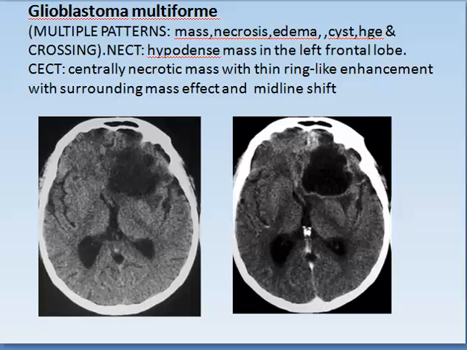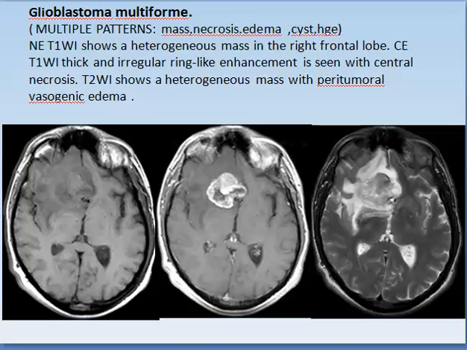Non-contrast CT scan shows a large hypodense mass in the left frontal region. Contrast enhanced shows irregular enhancement and crossing to the other side across the genu of the corpus callosum, and the mass is centrally showing necrosis with thin ring-like enhancement, mass effect, and midline shift. Glioblastoma multiforme. Multiple patterns: mass, necrosis, edema, cyst, and hemorrhage.